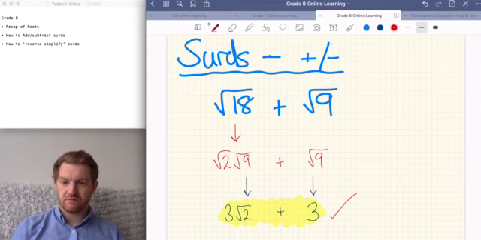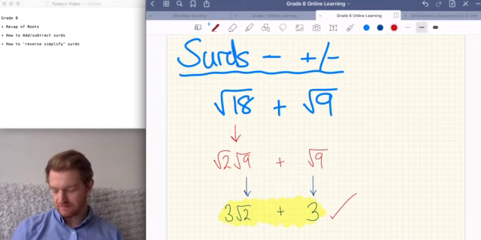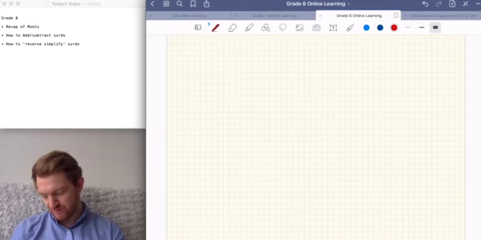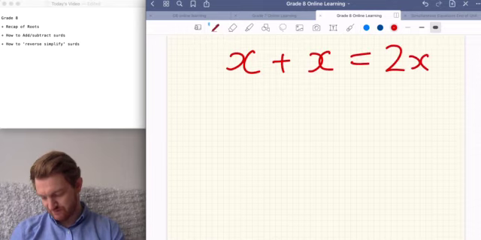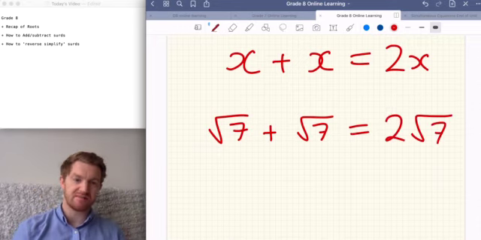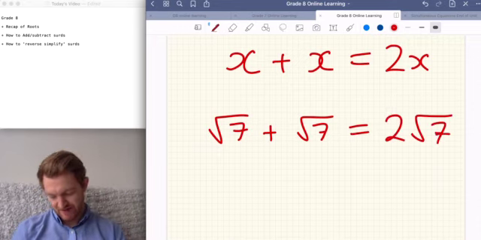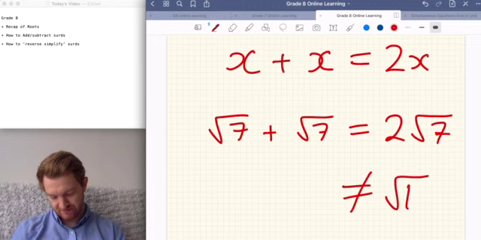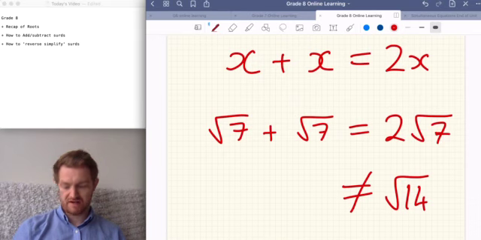So that's adding and subtracting surds in a nutshell. Just remember the key rules. Okay, just like x and x makes 2x, root 7 plus root 7 would be 2 root 7s. We can add them together because they're in the same base. It does not equal root 14 or 16. Okay, so don't do that.